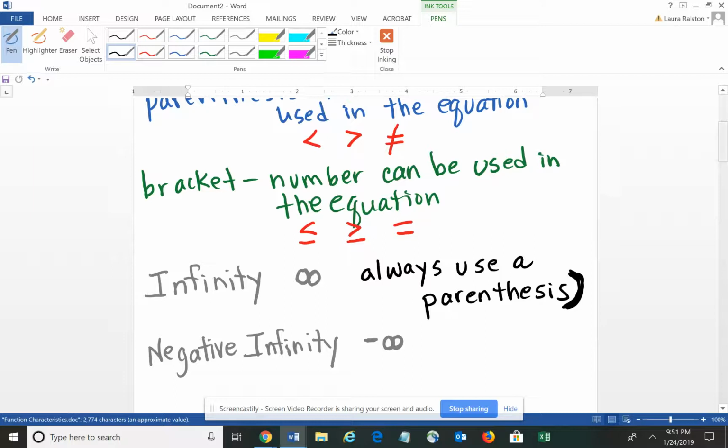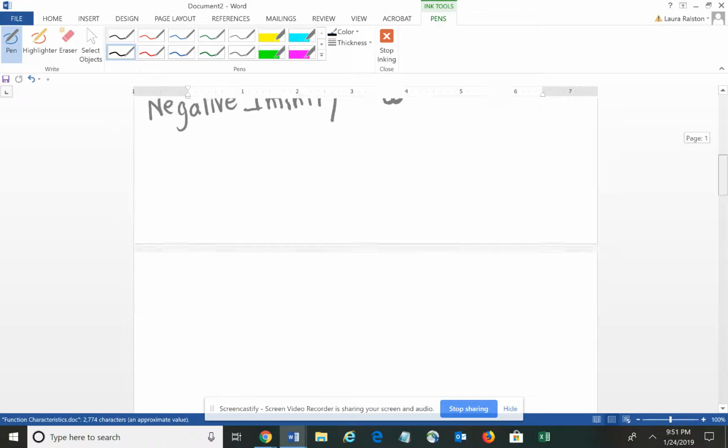So I want to do some examples, and I want to show you what it would look like written in equation form, what it would look like on a number line, and then also what it would look like in interval notation. So hopefully you can make a connection between what you already know and this new shorthand notation.